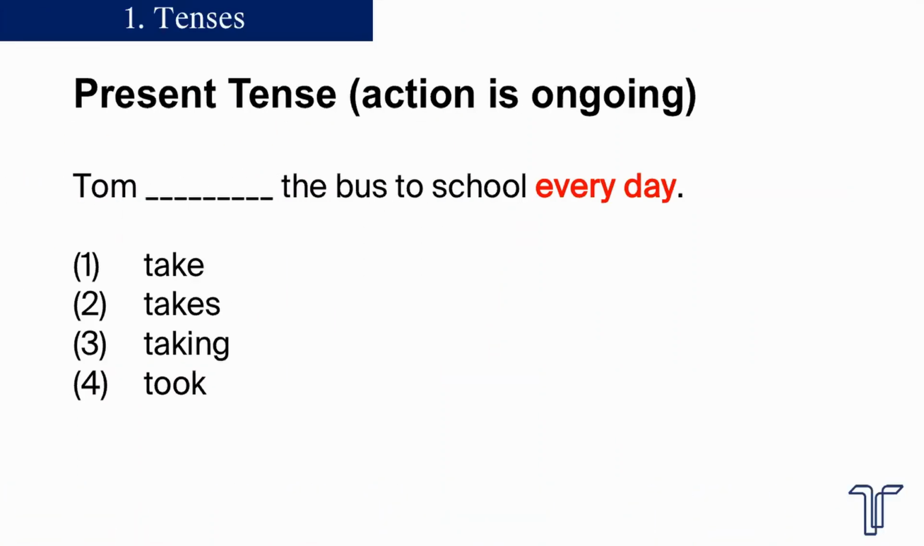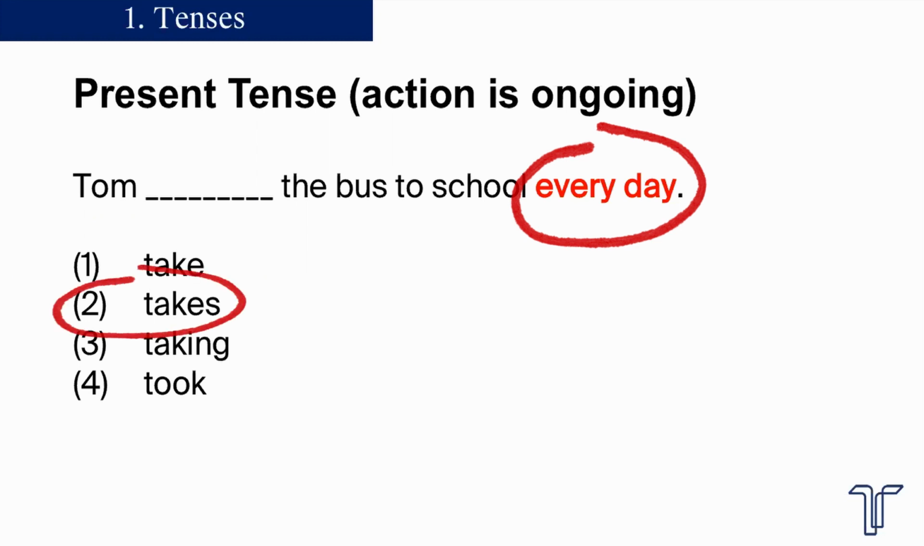Okay, so for example, in this question, you highlight the keyword every day. So Tom takes the bus every day, happens all the time. It's an ongoing action. Okay, so of course, you know that Tom is singular, and that's why the answer is 2. Tom takes the bus to school every day.